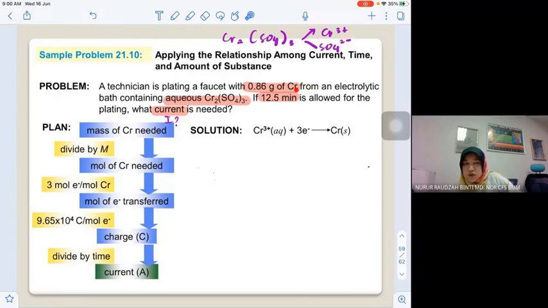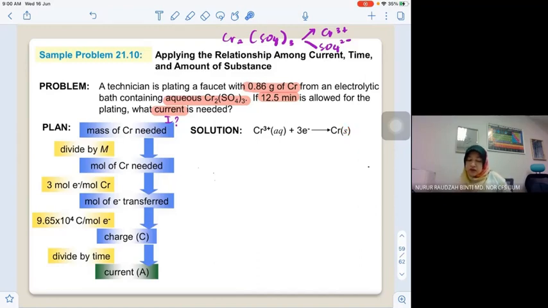We want to plate with the chromium. So obviously, without thinking about which one has a greater E naught value, we know that chromium is the one that will be reduced at the cathode. So we just write the equation of the reaction. Cr3+ reacts with 3 electrons and then it will form 1 mole of Cr solid. This is our balanced half equation that happens at the cathode.